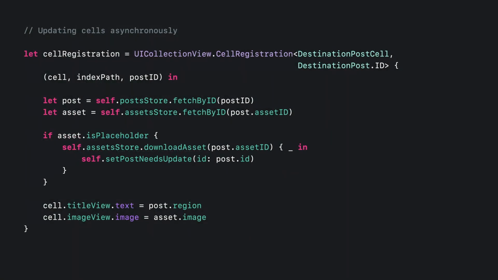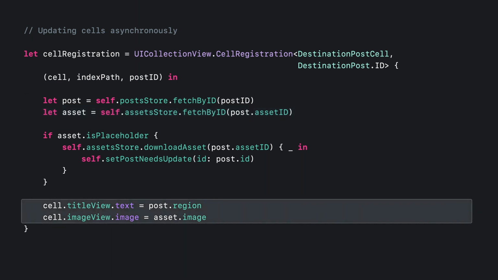Now, back in our registration's configuration handler, when the image is a placeholder, we will download the full-size asset and call the new method. reconfigureItems will then call this handler again, but now fetch by ID will return the full asset and not the placeholder. This allows us to keep all our view updating code in one place and asynchronously update our cells once we have data.